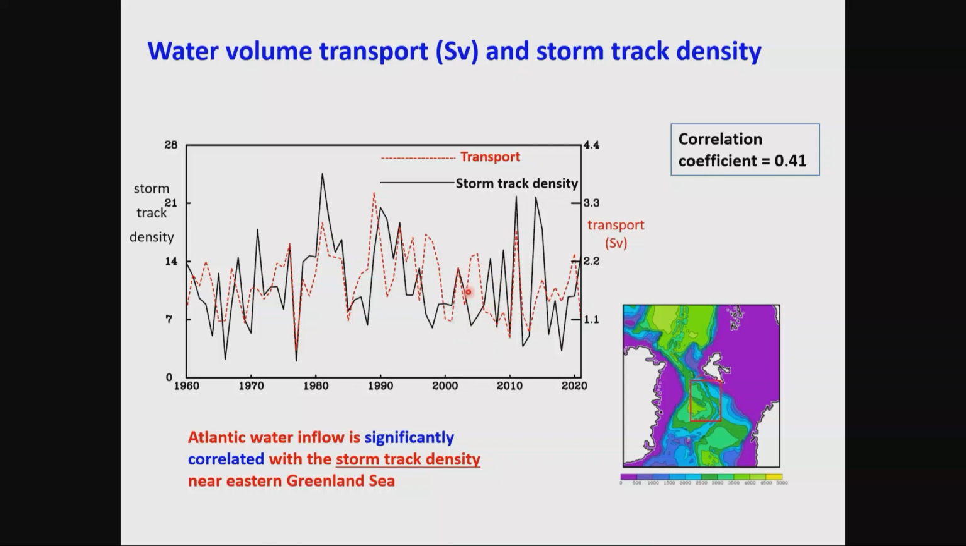There is a significant correlation between Atlantic water volume transport and the average storm track density. The correlation coefficient is 0.41. It's quite significant.